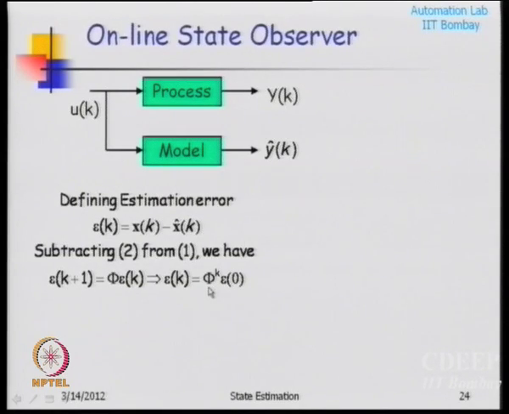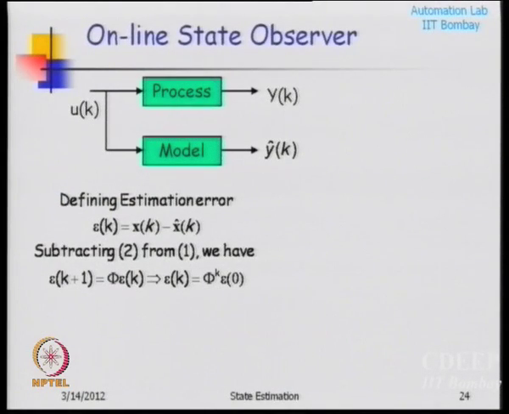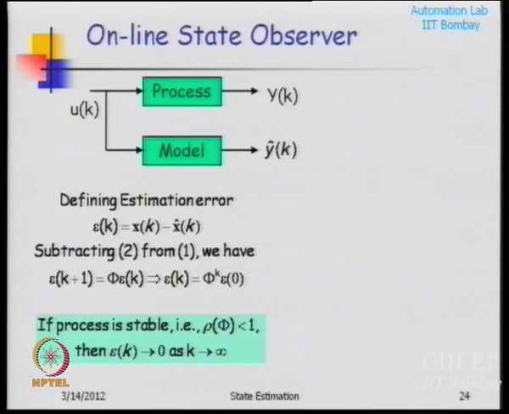At time k, if you just repeatedly use this difference equation, you will get this solution. Under what condition will the error go to 0? If the eigenvalues of phi are inside the unit circle. If you are running the model in parallel to the plant, after some time, even if you are given a wrong initial guess, the error will go to 0 asymptotically. So this is very, very critical.